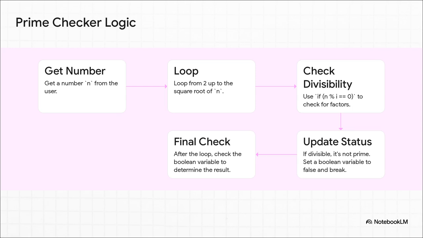First, we need a variable, a box to hold the number the user gives us. Then, we use a loop to check every possible divisor, starting from 2. And inside that loop, what do we do? We use our special tool, that modulo operator, inside an if statement. We ask, does this number divide evenly, with no remainder? And if it ever does, even once, we flip a little Boolean variable from true to false, basically raising a flag that says, hey, this one's not prime.